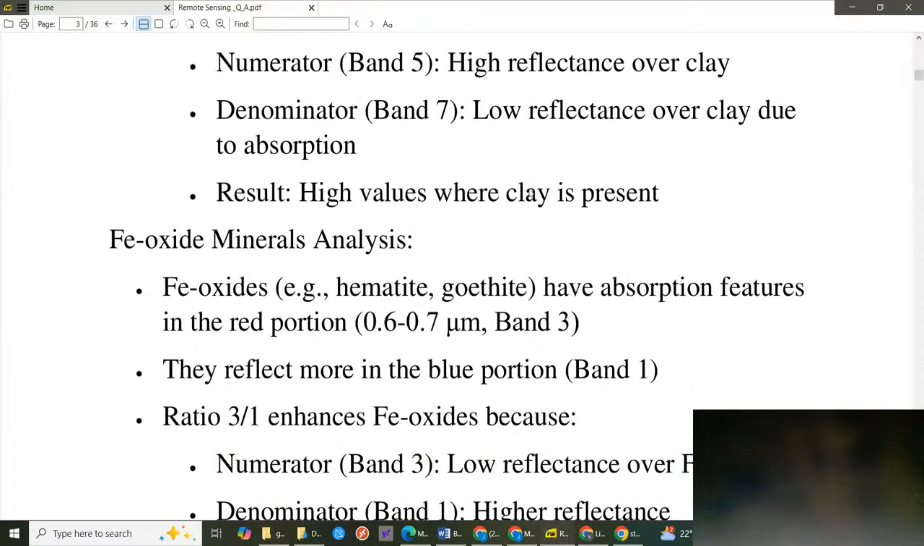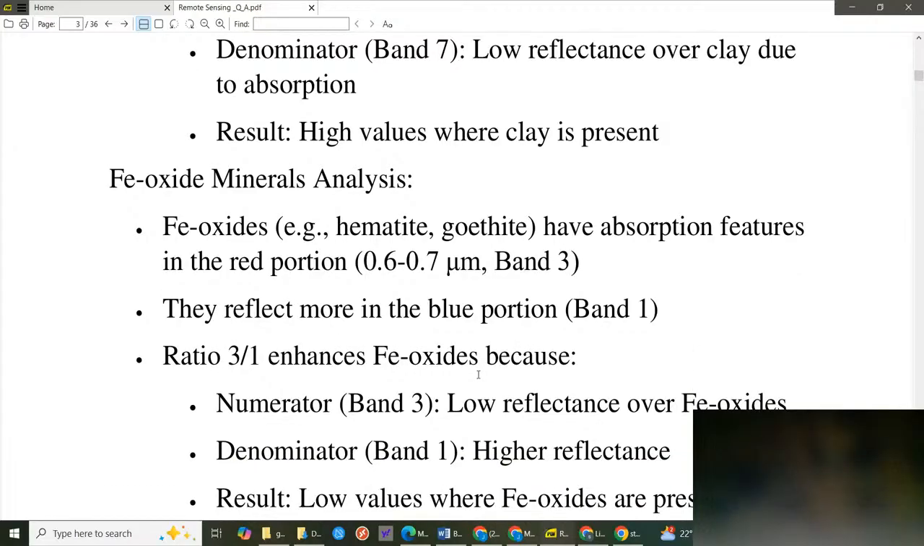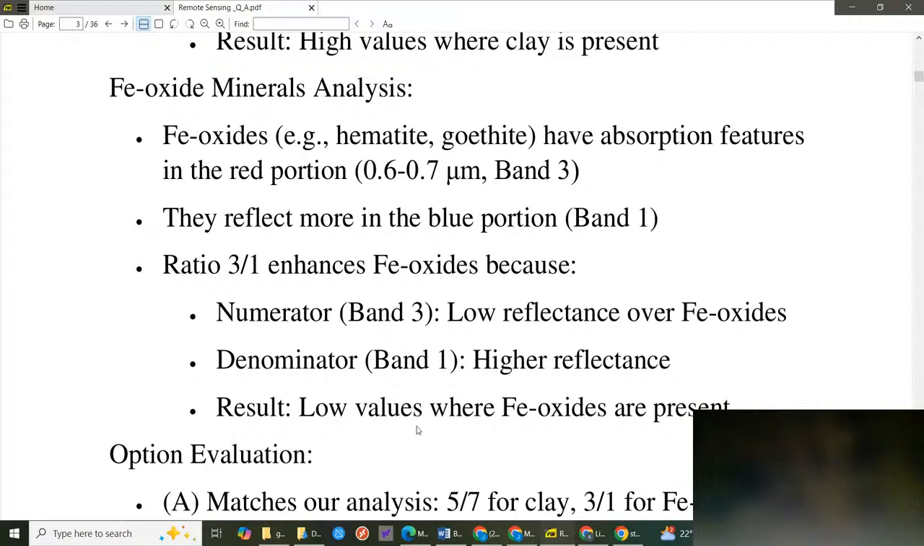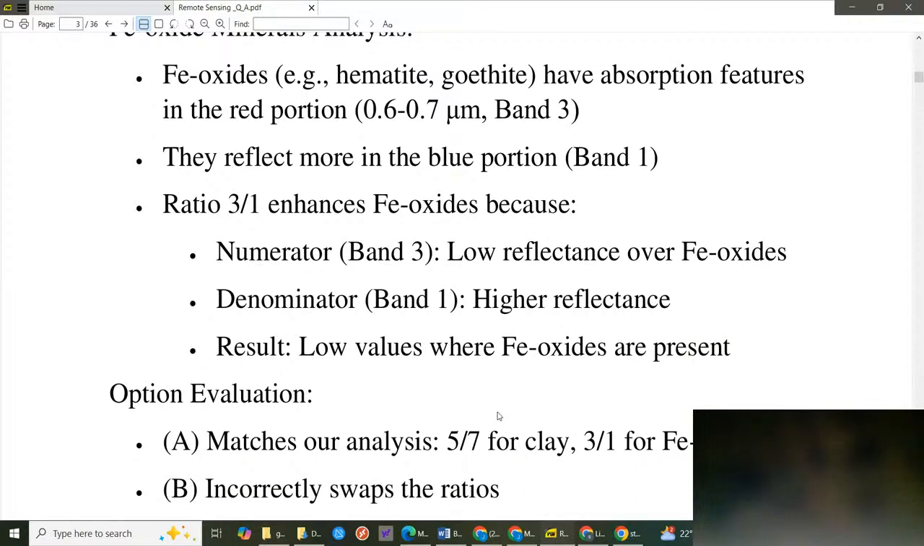That is correct. In the case of Fe oxide minerals, for example hematite and goethite, have absorption features in the red portion, for example 0.6 to 0.7, that is band 3, and they reflect more in the blue portion, that is band 1, and the ratio of 3 by 1 enhances Fe oxides. So the numerator band 3 has low reflectance over Fe oxide, the denominator has higher reflectance, resulting in low values where Fe oxides are present.